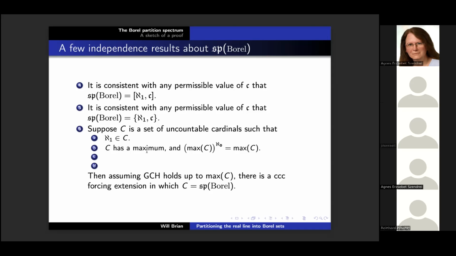And if we're going to turn a cardinal into the continuum via forcing, then it must satisfy this cardinal arithmetic relationship. So this must be true if we're going to turn the max of C into the continuum anyway. So again, this requirement isn't really anything that we shouldn't expect. It's a pretty innocuous requirement in that sense. This must be required of C if we're hoping to turn C into the Borel partition spectrum. Same for the third requirement, closed under singular limits, again, because we know the spectrum is. But there's a fourth requirement. If we have a cardinal in C and its cofinality is countable, then the successor of that cardinal must also be in C.